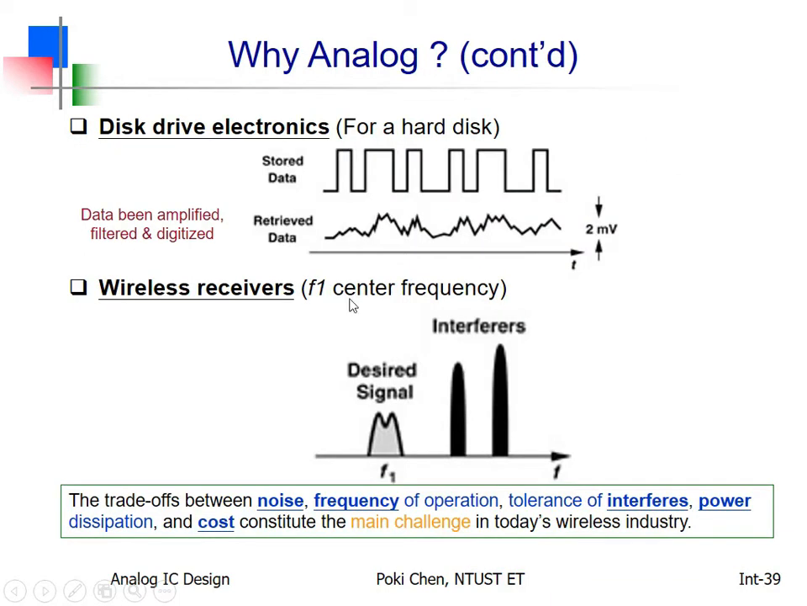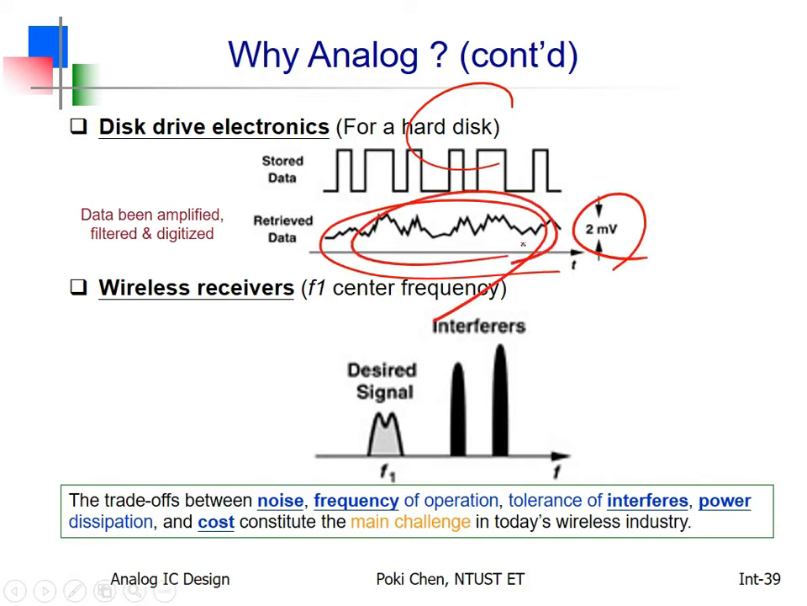Even in the past, for hard disk, we would like to store digital information on the surface of the disk, the magnetic disk. The waveform looks like this. The magnitude is only 2 millivolts. Tell digital guys to read the content? No, they will shake their head. Oh, we can't. We are not able to do such kind of dirty jobs. So who needs to finish it? Analog IC designers.